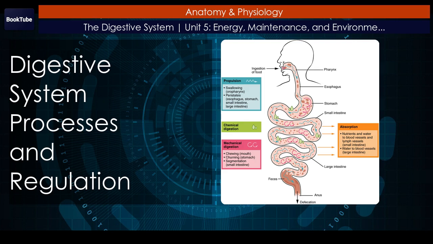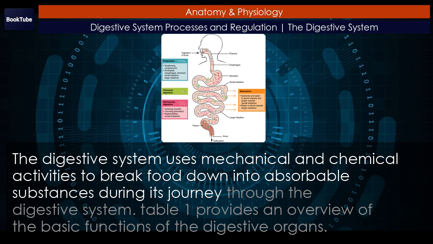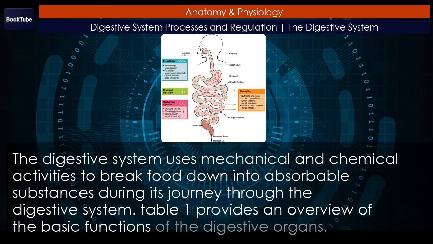Digestive system processes and regulation. The digestive system uses mechanical and chemical activities to break food down into absorbable substances during its journey through the digestive system. Table 1 provides an overview of the basic functions of the digestive organs.